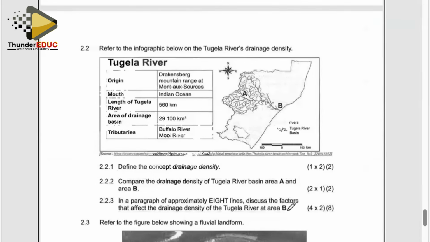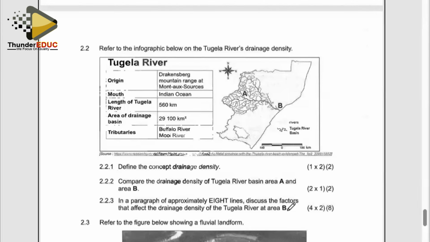The next question is based on an infographic about the Tugela River drainage density. It talks about the origin over the Drakensberg, the mouth in the Indian Ocean, the length, which is about 560 kilometers, and the area of the drainage basin, which is around 29,100 square kilometers. The major tributaries are the Buffalo River and the Moi River. That is the infographic that we have for the Tugela or Utukela River.